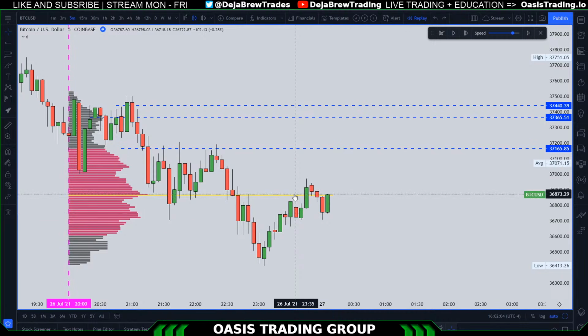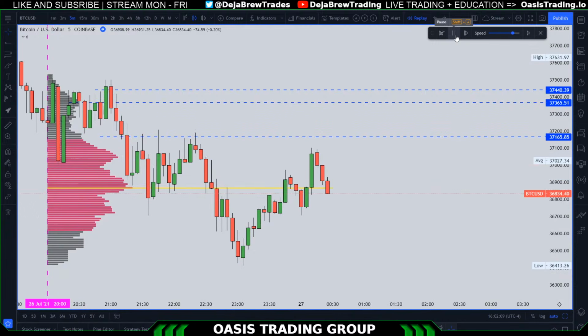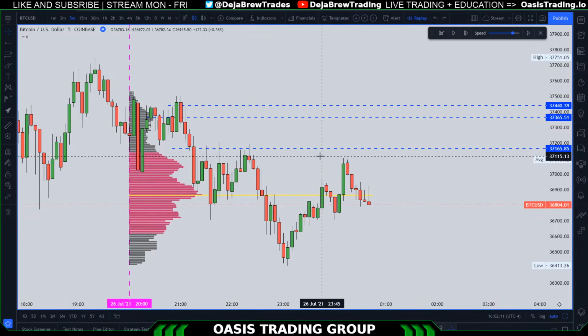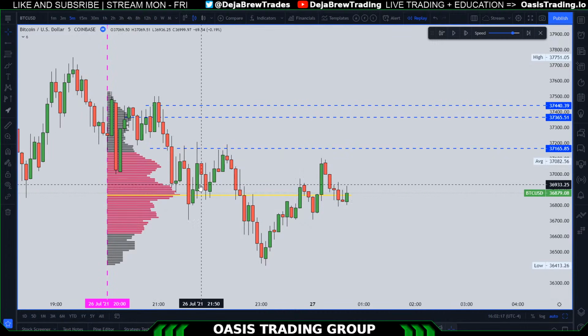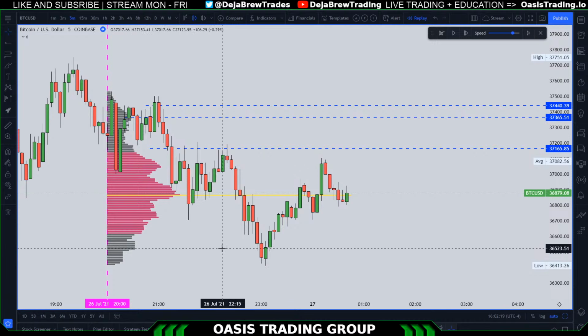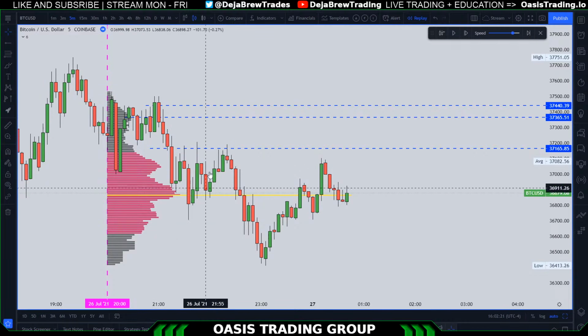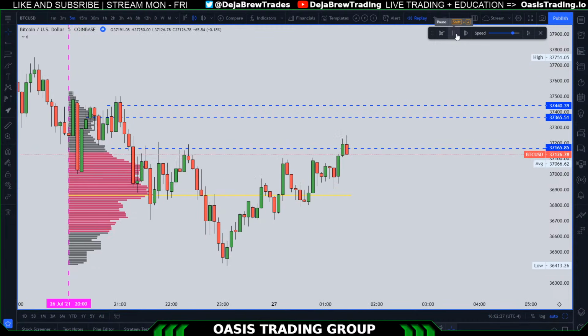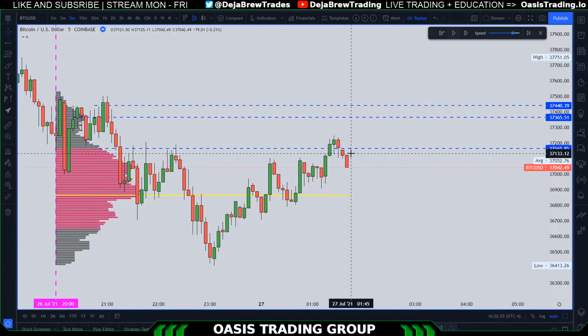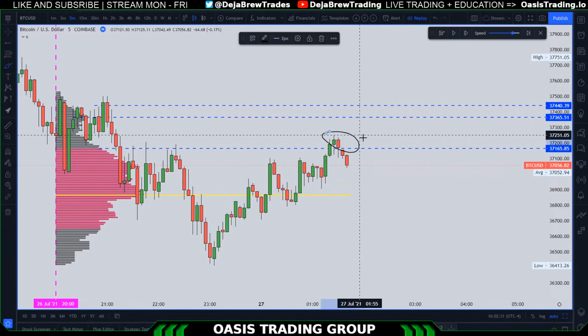Shifted the POC again, and then we started to lose it, so that's not good. This is just very balanced, honestly. Very balanced. You're hovering towards the POC. You try to go higher, sells off. Try to go lower, it buys up. So still very balanced. Nothing really out of the ordinary. Okay, so once again, we're testing the initial balance and selling off.